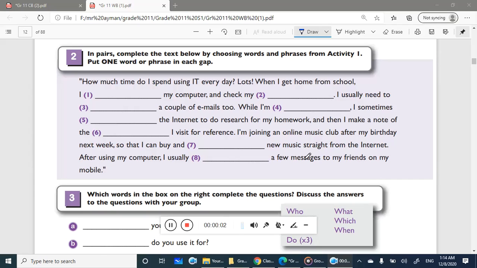And now, English learners, in pairs complete the text below by choosing words and phrases from activity 1. Put one word or phrase in each gap. Read, listen, answer, and as usual, try to check your answers. Now let us pause the video and read this text. Okay, now get ready for listening.